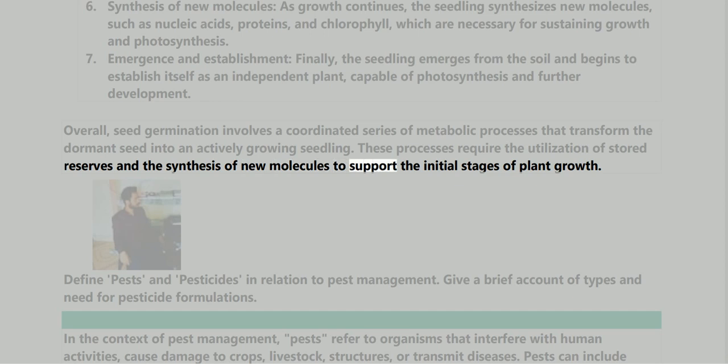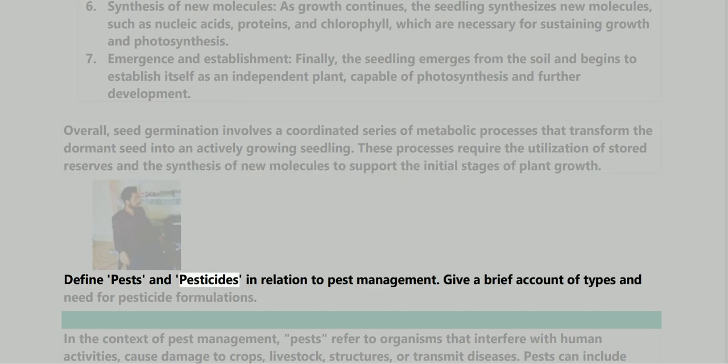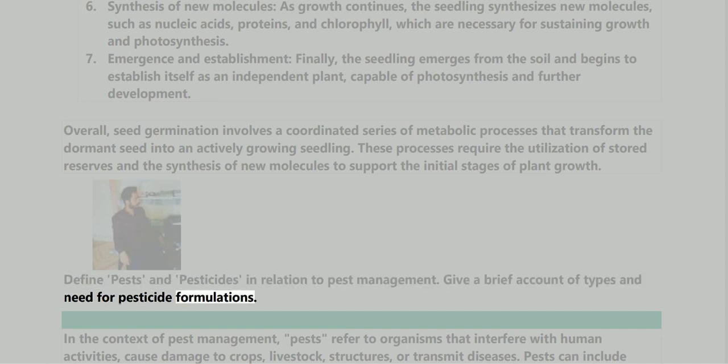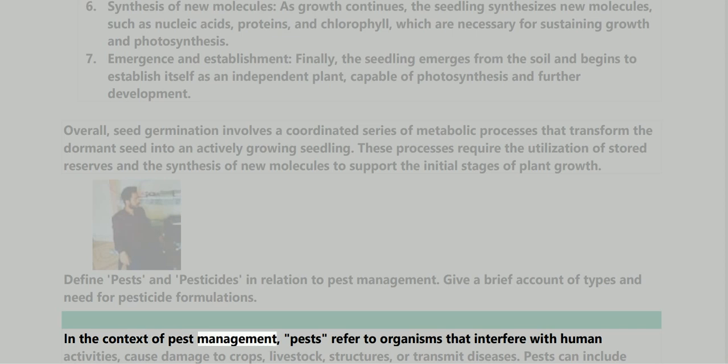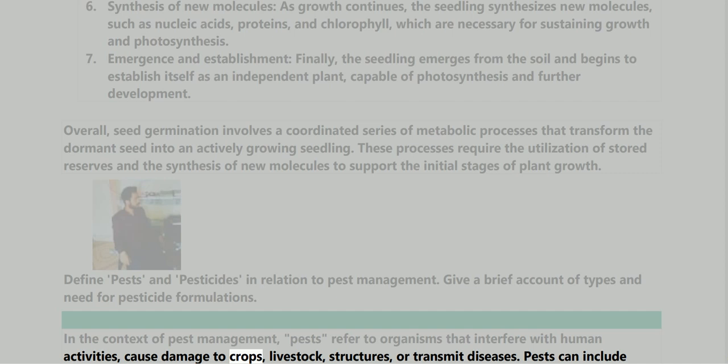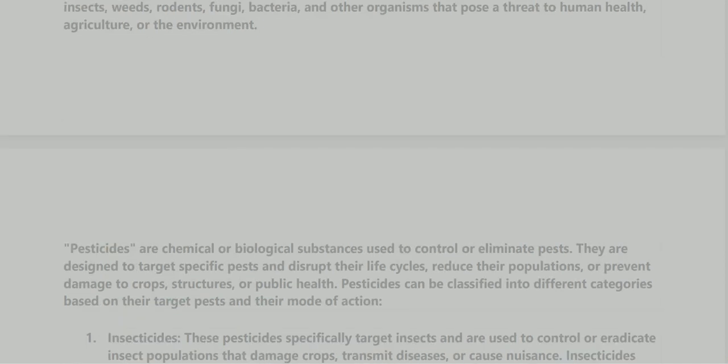Define pests and pesticides in relation to pest management. Give a brief account of types and need for pesticide formulations. In the context of pest management, pests refer to organisms that interfere with human activities, cause damage to crops, livestock, structures, or transmit diseases. Pests can include insects, weeds, rodents, fungi, bacteria, and other organisms that pose a threat to human health, agriculture, or the environment.